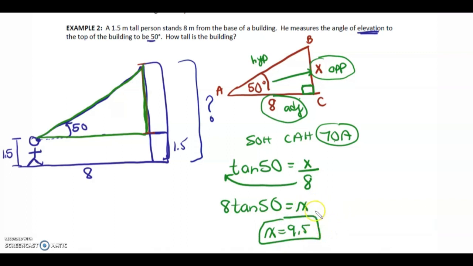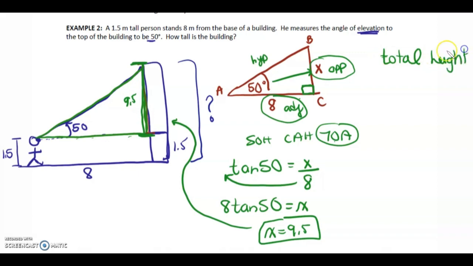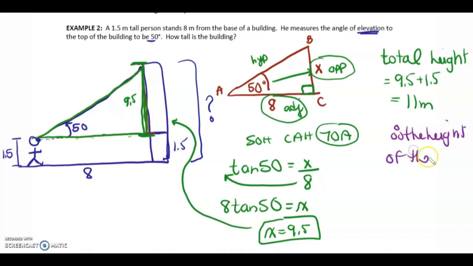Okay? Going back to the original question, the 9.5 is only from the top of the building to the horizontal of that man's sight. So we have to then consider the total height is going to be 9.5 plus 1.5. So we get 11 meters. So therefore, the height of the building is 11 meters.